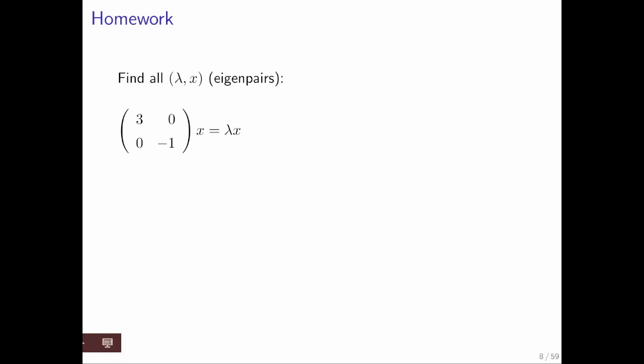So now let's look at diagonal matrices, and here is a 2 by 2 diagonal matrix. Why don't you go and contemplate for what scalars lambda and what vectors x this holds? You will see me in the next video.